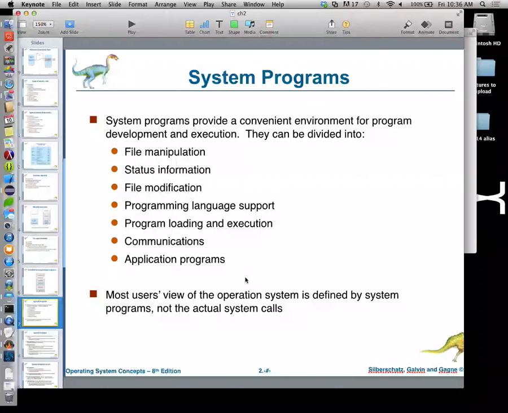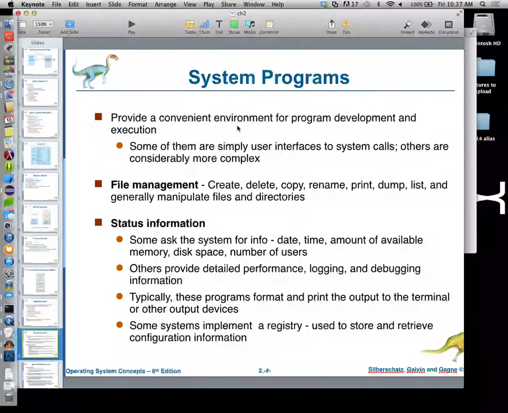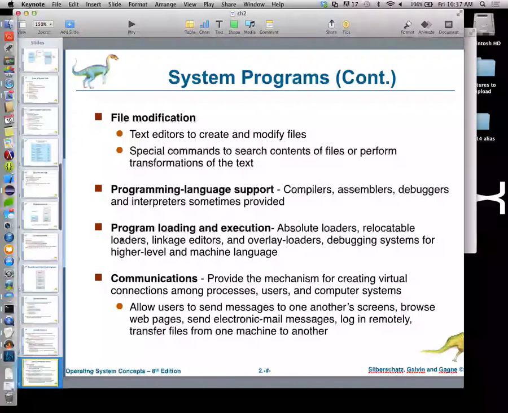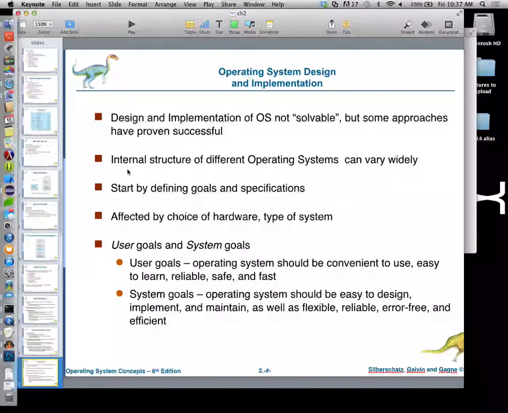So what this whole slide talks about is what we said almost day 1 or day 2 of class, the difference between the operating system and a distribution. We think of Windows 8 as being the operating system when the actual operating system is the NT kernel. But from our perspective, the NT kernel is meaningless without all of the applications around it that support it. So it's the distribution that's important to us. System programs provide a convenient environment for program development and execution. That's stupid stuff.